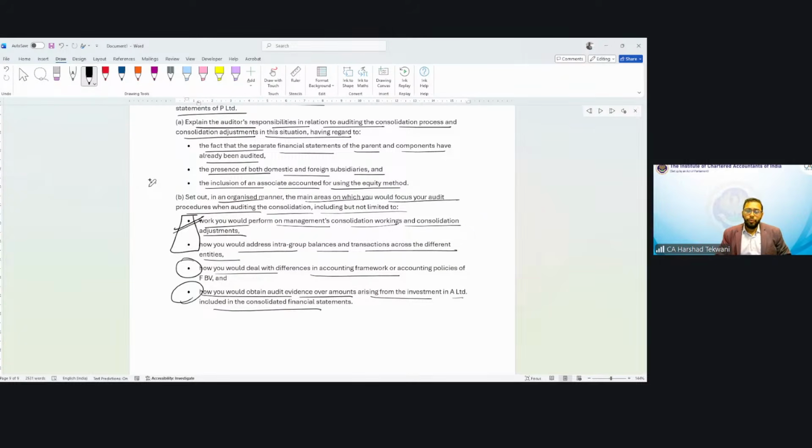Anything else you will look into? Then the harmonization of accounting policy, auditing GAAP gap. Those are areas. I'm not talking about the areas. How will you do the consolidation audit, what work will you perform? Area wise, I'm not talking about.